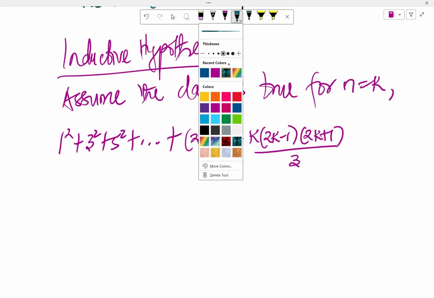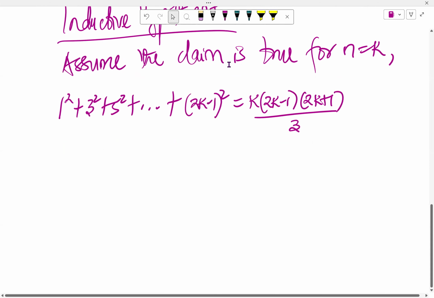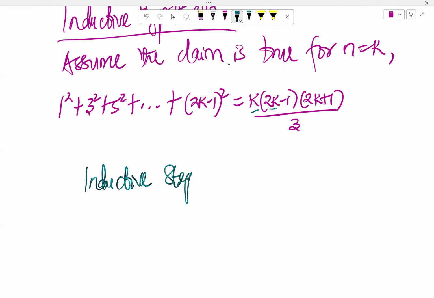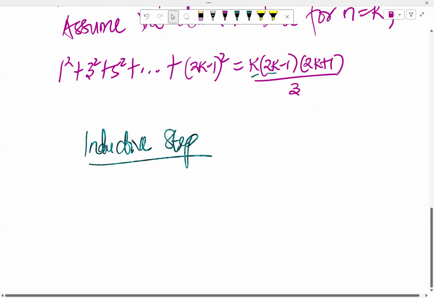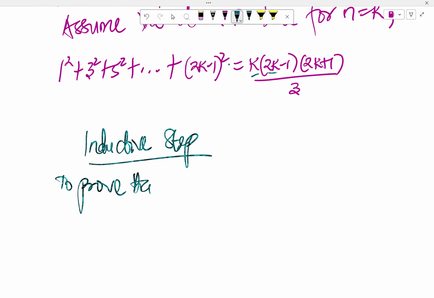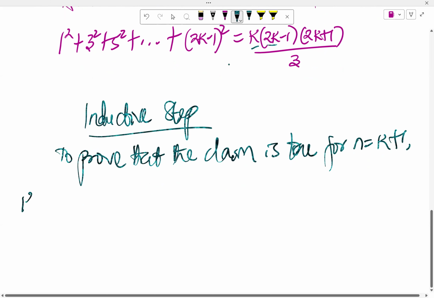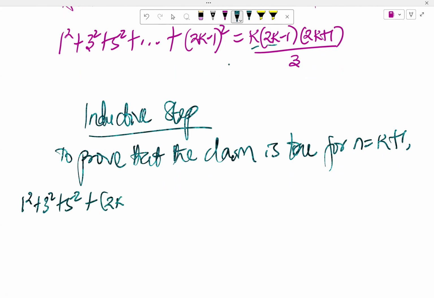So don't forget, at the final stage that I like to call the final showdown, that's the inductive step. You already know the answer you should get. It means for every k here, you should have k plus 1. So that's what happens at the inductive step. We want to prove that the claim is true for n equals k plus 1. Okay, so that means we have 1 squared plus 3 squared plus 5 squared plus 2k minus 1 squared.